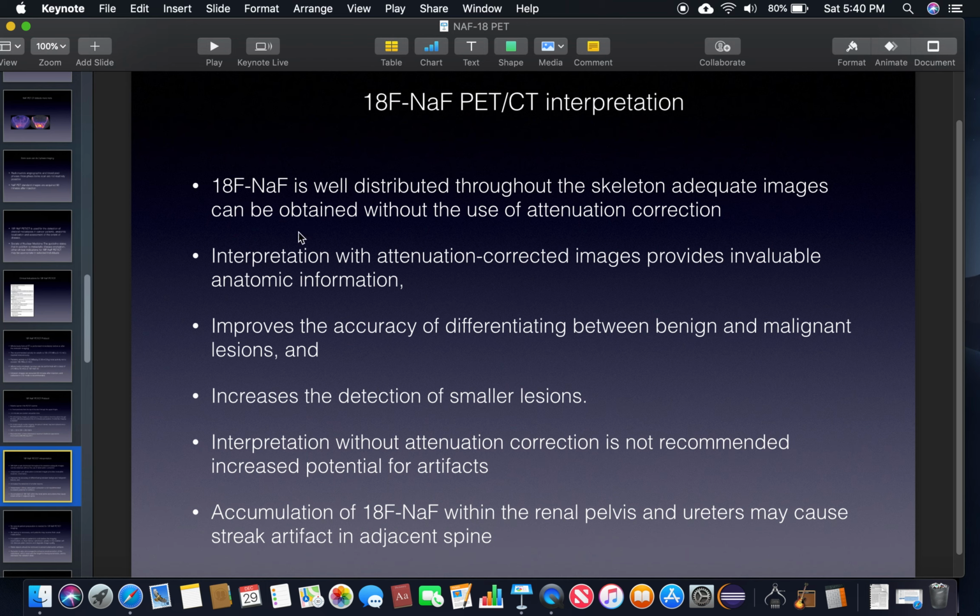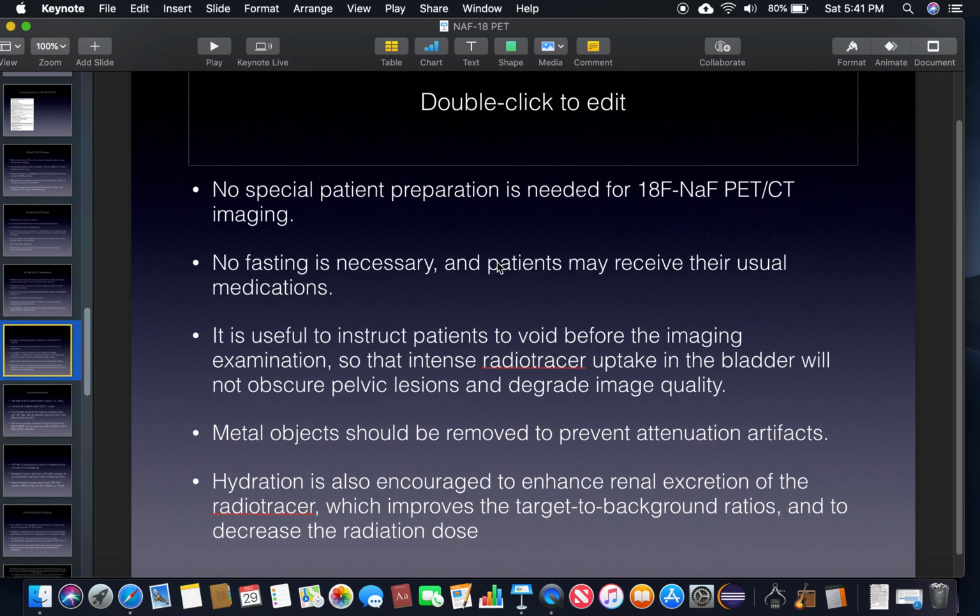Now, sodium fluoride is well distributed throughout the skeleton, and adequate images can be obtained without use of attenuation correction. Now this is a big no, because attenuation correction adds anatomic information and improves the accuracy between benign and malignant lesions, and also detection of smaller lesions. So it is recommended that interpretation should not be done without attenuation correction. And something to remember is that sodium fluoride accumulates in the renal pelvis and ureters and can cause streak artifact. That is something to be mindful of.